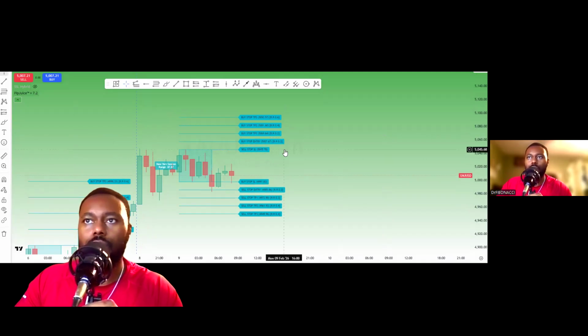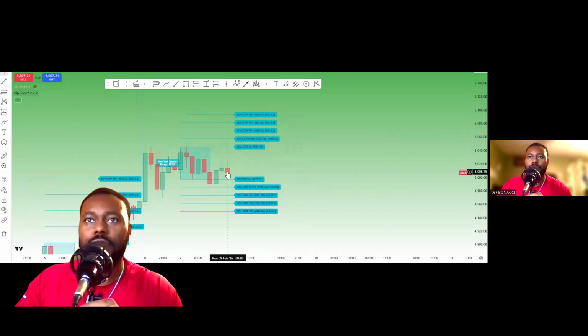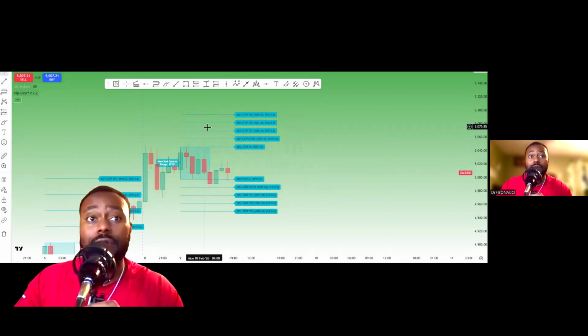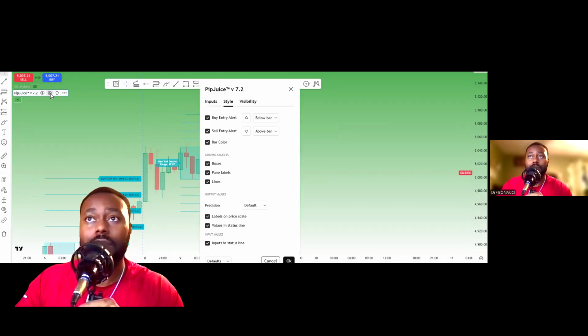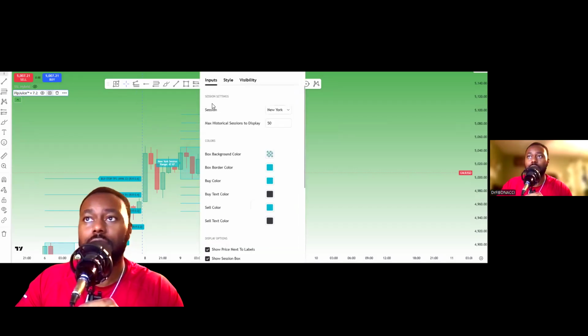This is gold, and if you trade New York session, the actual indicator itself, you can choose what time frame, what forex market hours you want to trade in. So you have New York, you have London, and you have Asia. So if you like to trade the New York session, you can choose New York.